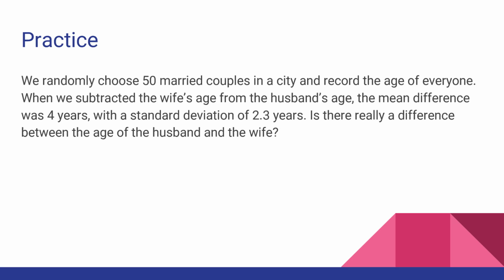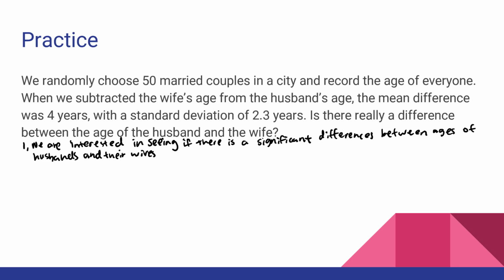So here is our hypothesis test for today. It is the same scenario that we've been using. We randomly choose, again, 50 married couples in a city, record the age of everyone, and when we subtracted husband minus wife, the mean difference was 4 years with a standard deviation of 2.3 years. Is there really a difference between the age of the husband and the wife in this city? So what is the first thing that we do? That is our POI. We are interested in seeing if there is truly a difference between the age of the husband and the wife. Next, we state our important numbers and then our hypotheses.